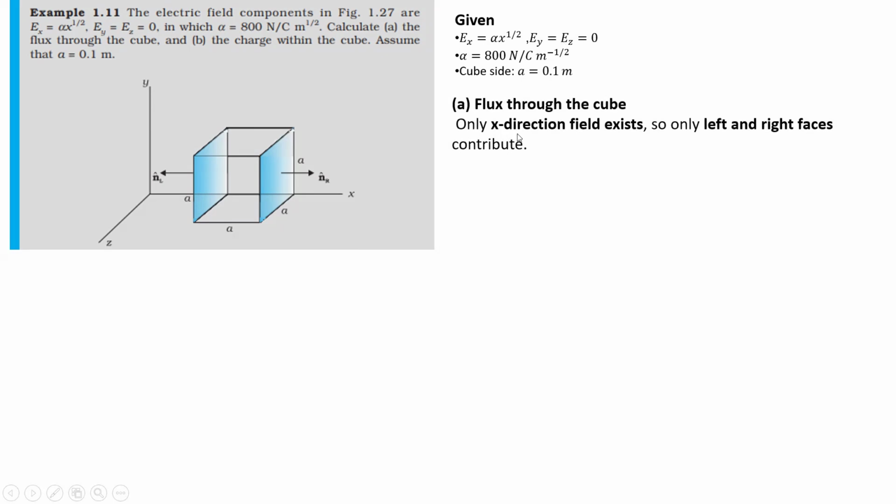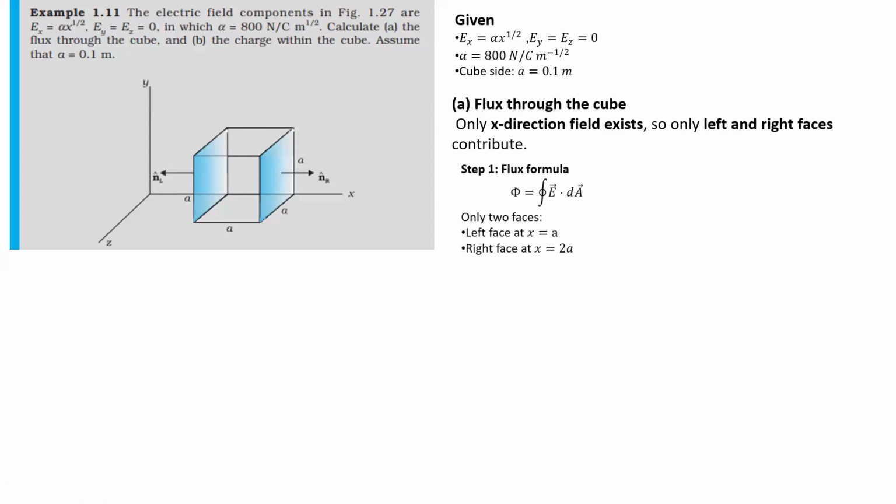Flux through the cube: only in the x direction there is a field. Therefore, only the left and right faces will contribute to the electric flux. Why is there no flux in the y and z directions? Because the electric field is only along the x-axis. The area vector here is along the y-axis, so the area vector and electric field make an angle theta equal to 90 degrees. Therefore, flux is 0. Only across this surface and this surface, the shaded ones, will you get the flux.